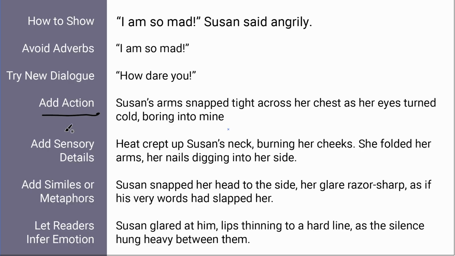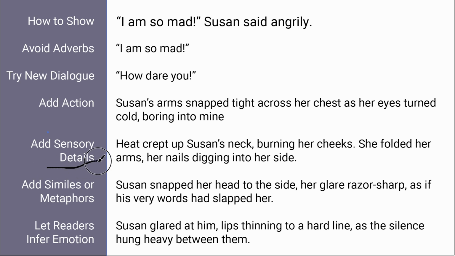But just describing this person here the way you imagine it, you can tell already the reader is going to read that and know this person's upset. You can actually, even for more emphasis, combine these two techniques. You can say, "How dare you?" Her arms snap tight across her chest as her eyes turn cold, boring into mine. So feel free to mix and match in however you want to do it. If you want to really emphasize the anger, you can combine more than one of these.